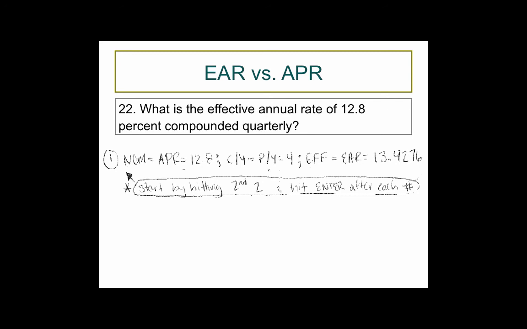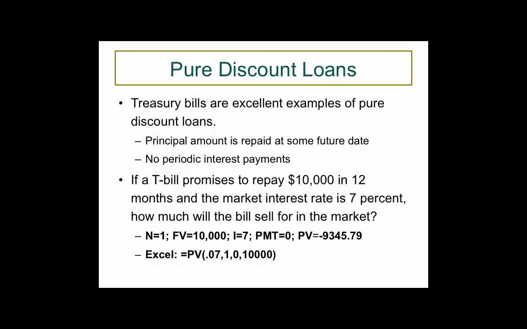So the APR was 12.8%, but the EAR was 13.43%. So that does it for the math portion of this lecture, and we've just got 4 more slides to go over a couple of unique terms that I would like you to know as well.